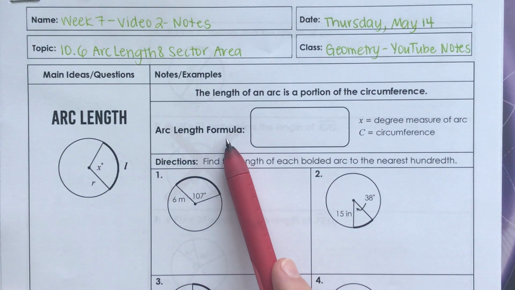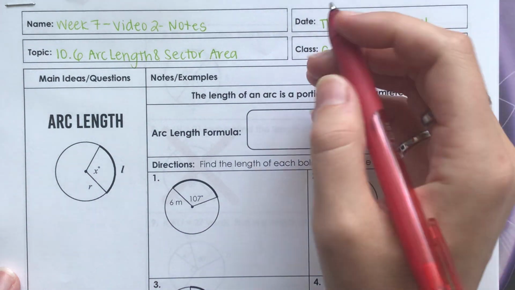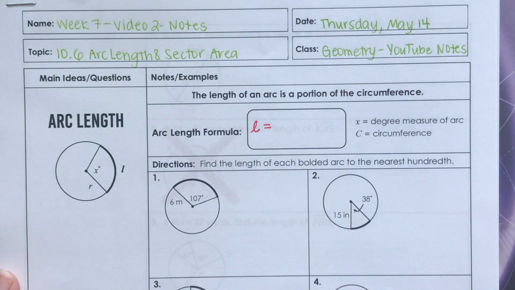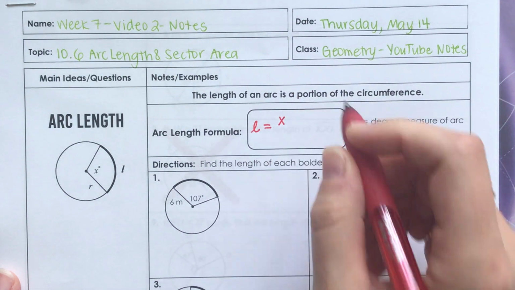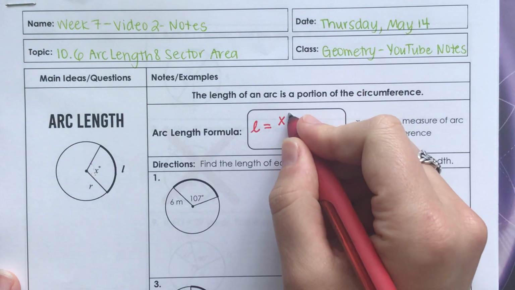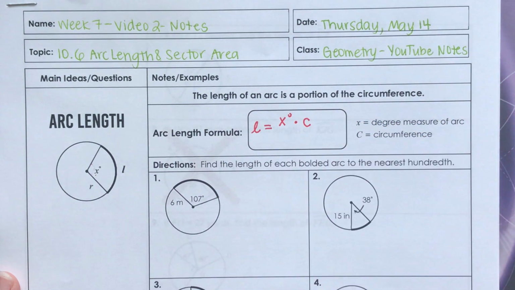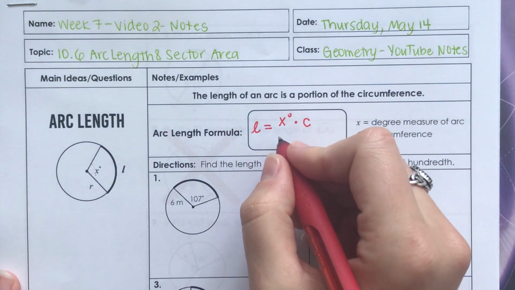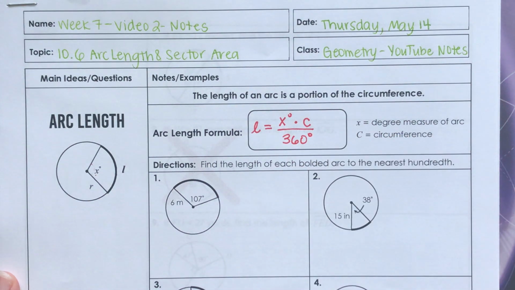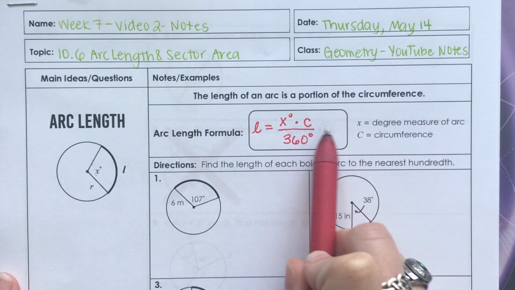Now, there's a special formula we use in order to figure this out. Our formula is L for arc length is equal to, we take whatever the degree is of the angle, so x degrees, and we multiply that times the circumference, and then we divide it by 360 degrees, which is the whole circle. Now, x is the degree measure of the arc, c is my circumference.